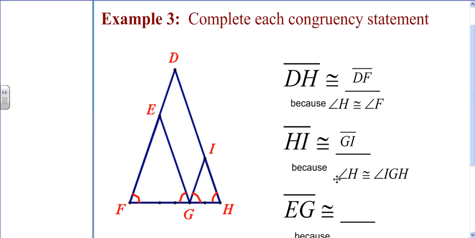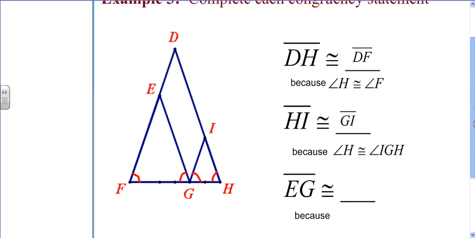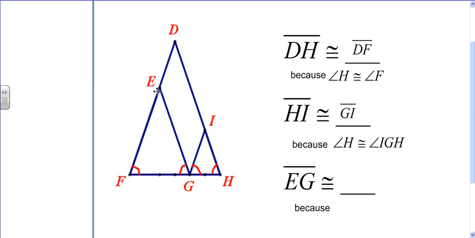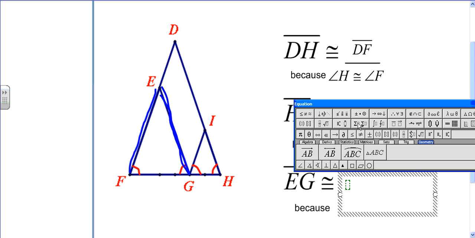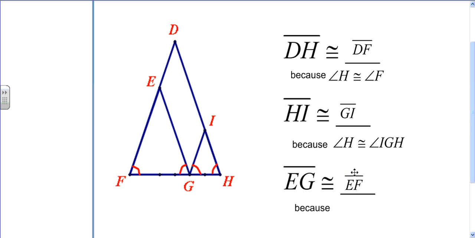All right, so the reason that I know HI is congruent to GI is because angle H is congruent to angle IGH. All right, so one last one here. Side EG is congruent to, so EG is here, that's going to be EF. So side EG is going to be congruent to side EF.